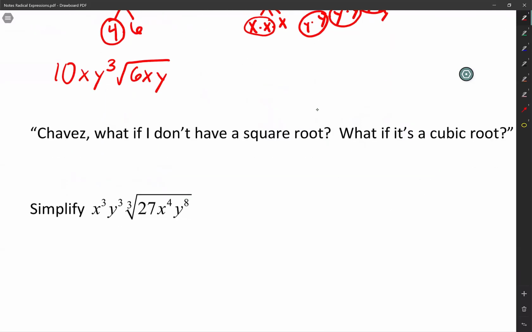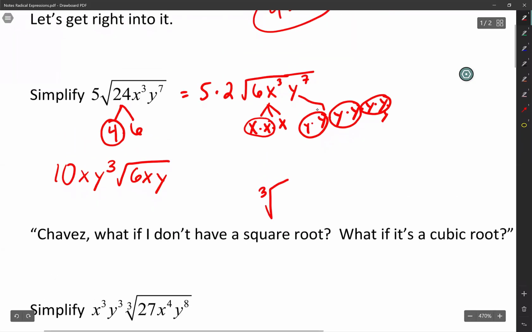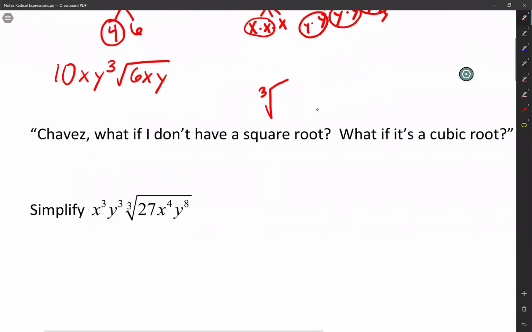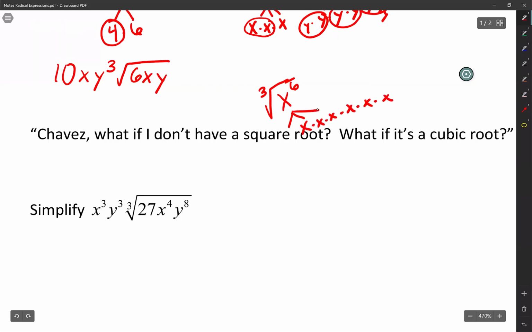Before I get started on this one, what does a cube root mean? Just like over here I group them in pairs, this one means that I want to group them in threes. So if I have something like x to the 6th, that can be broken down: x times x times x times x times x times x, 1, 2, 3, 4, 5, 6. Group them in threes. How many groups of threes do I have? So that turns to x squared.